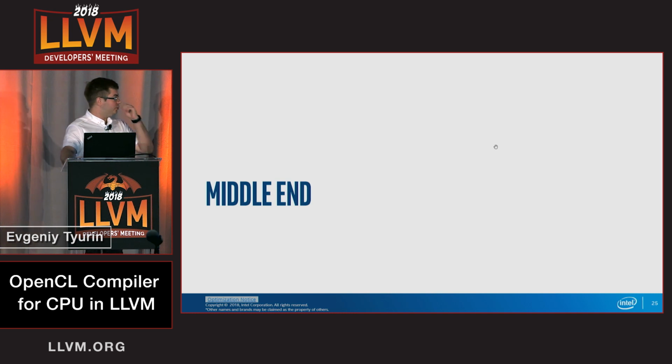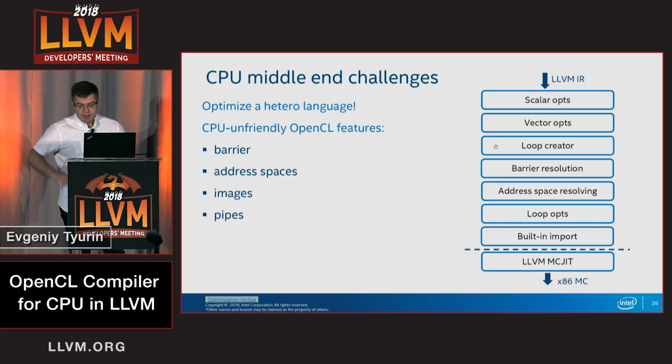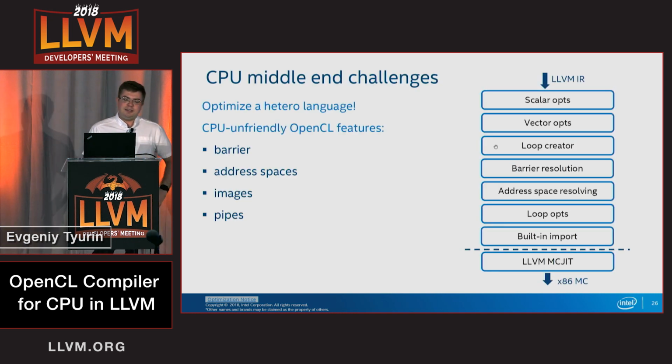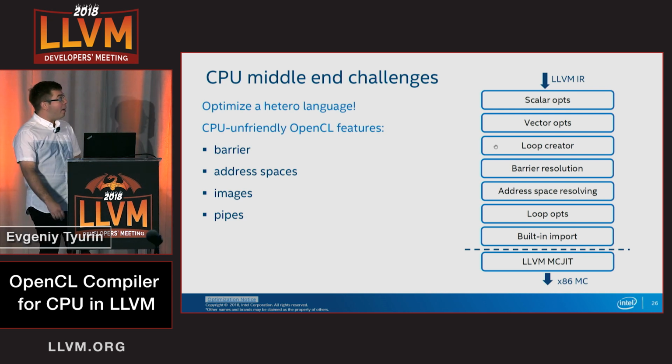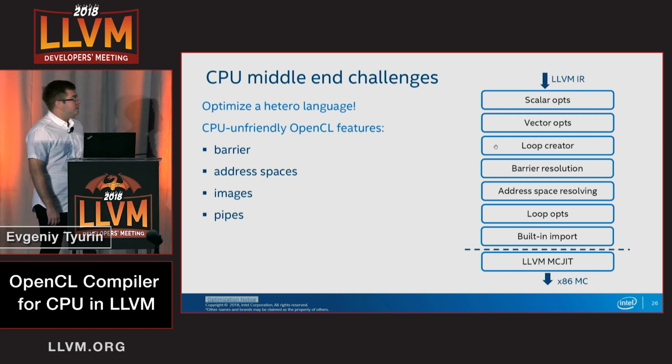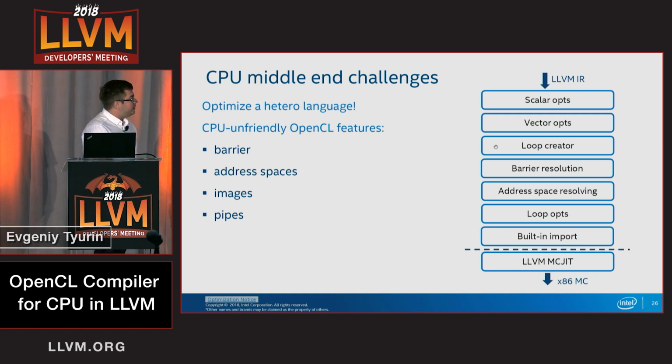Now let's move on to the middle end. The main challenge in the middle end is to optimize a heterogeneous language that OpenCL C is. Many features of OpenCL come from the GPU and FPGA world, like the barrier, a non-flat memory model with different kinds of address spaces, spatial data structures called images, and pipes.